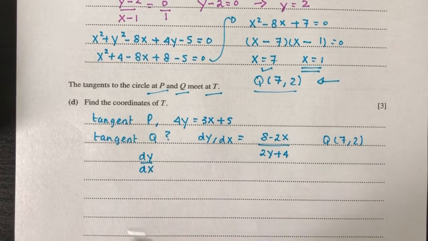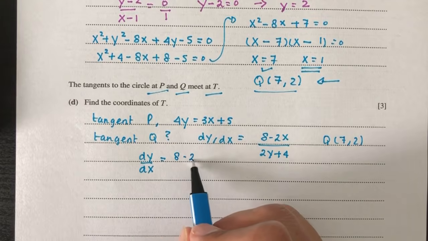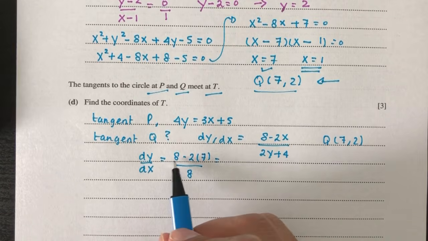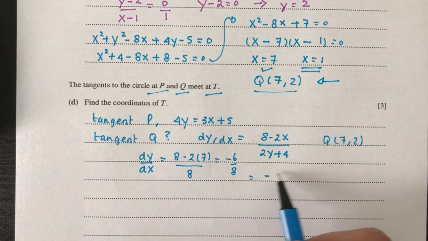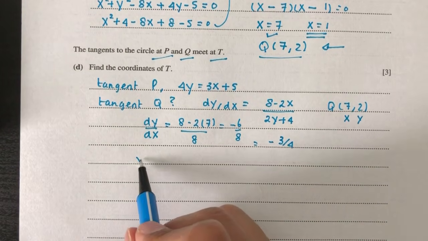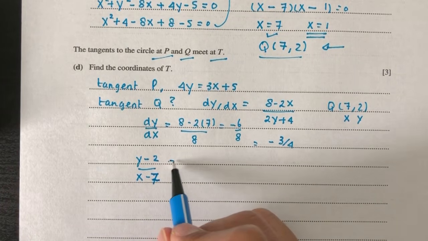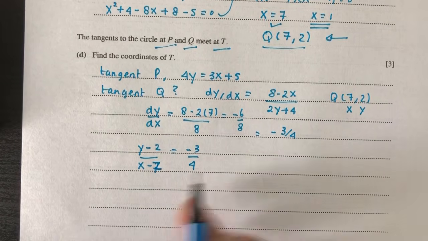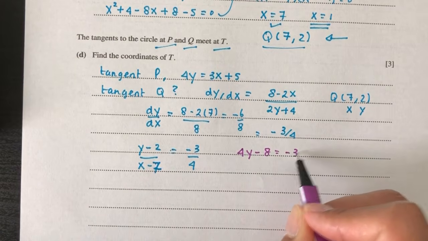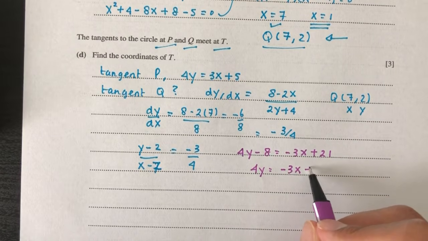Dy by dx, what does this mean? It means the gradient. That's all that it means. So that will be 8 minus 2 times 7, divided by 8. That will be minus 6 over 8, which is minus 3 over 4. Let's use the point x and y. That will become (y minus 2) over (x minus 7) equal to minus 3 over 4. If you cross multiply, you will have 4y minus 8 equal to minus 3x plus 21, which is 4y equal to minus 3x plus 29.